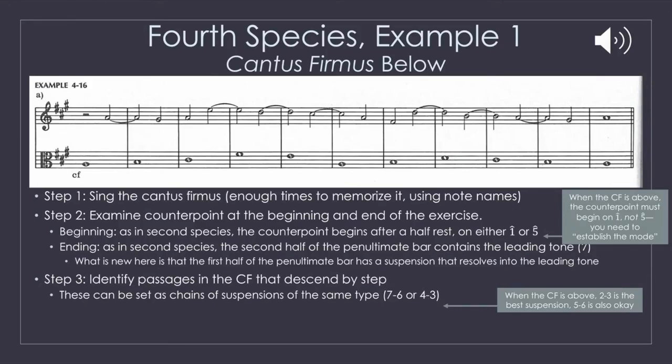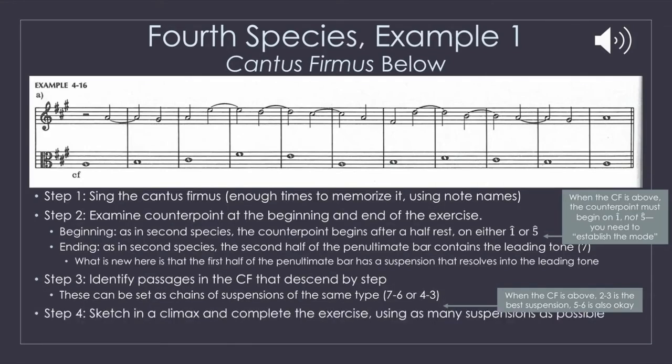2, 3 is the best suspension to use. 5, 6 is also okay. The idea here is that the 7, 6 suspension, that's something only when the suspended voice is above the bass. But above the cantus firmus, if the cantus firmus is above, then a 7, 6 is not a 7, 6. It's basically a 2, 3. And I think that will become a little bit more clear as we go on.